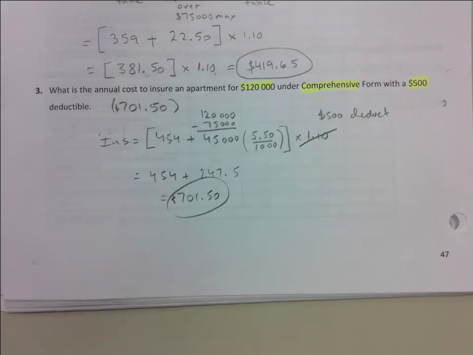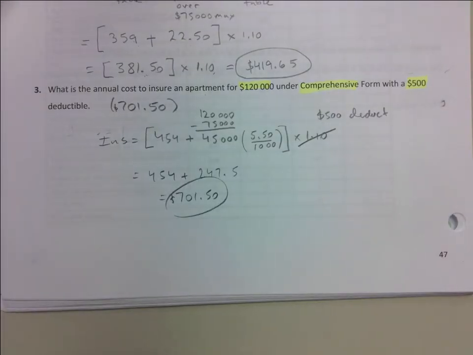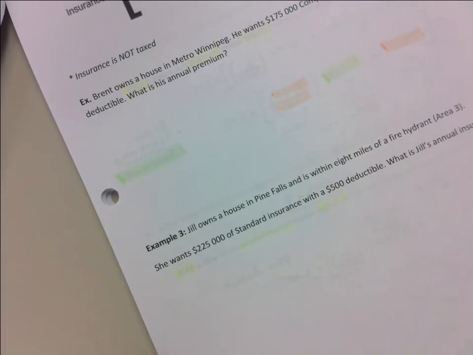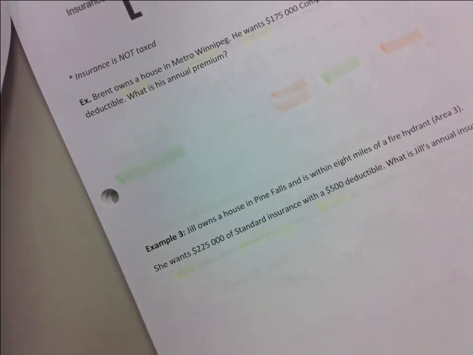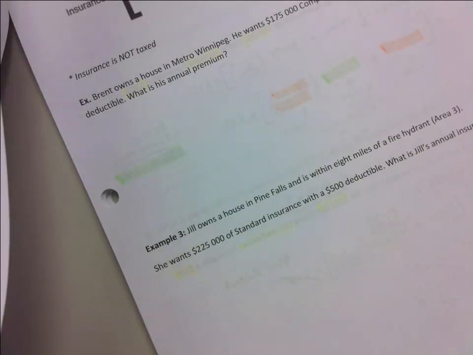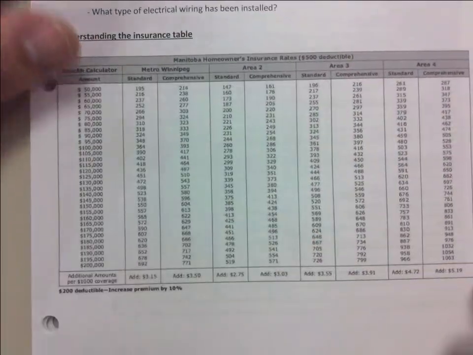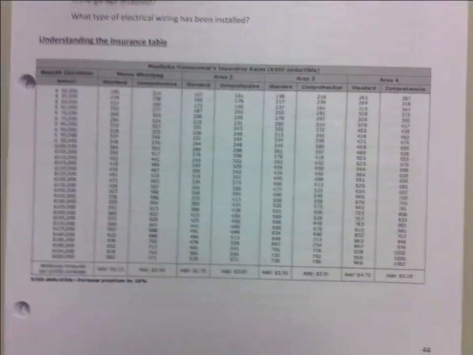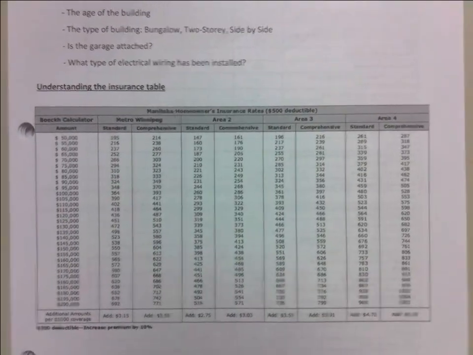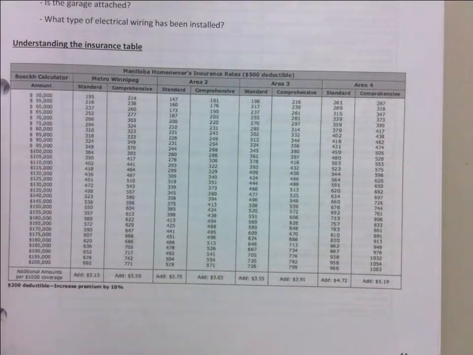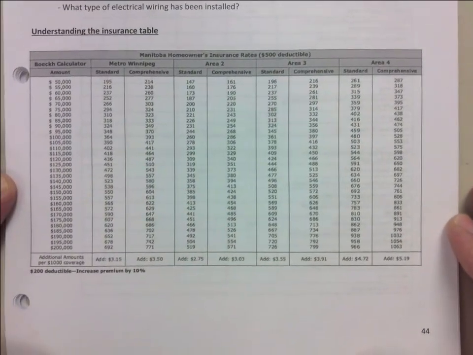So we're going to stop there and go back to home insurance now. Okay, so please go with me to page 44. I have the table for home insurance.